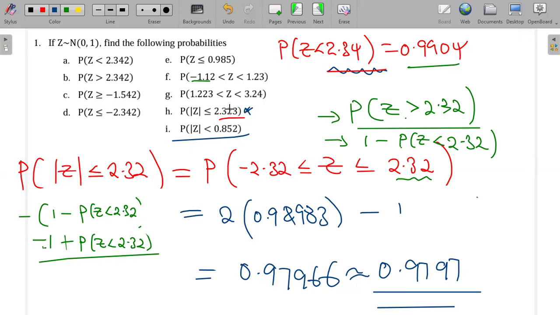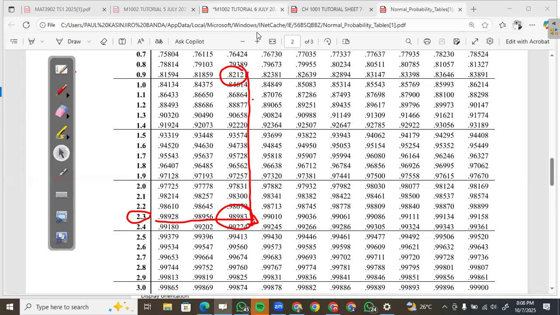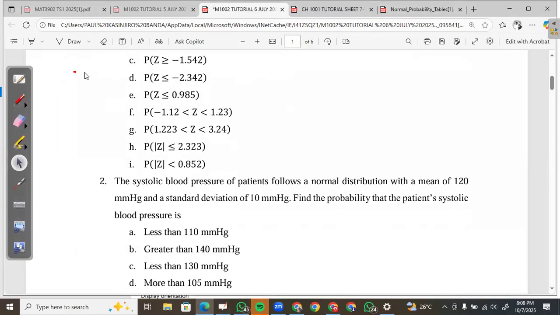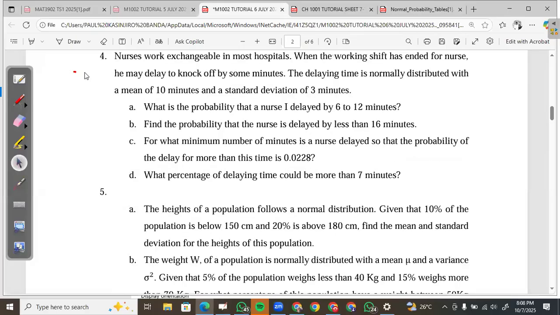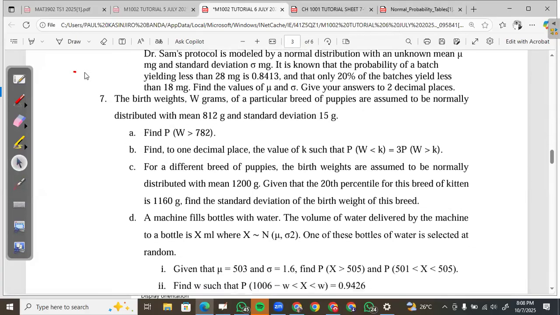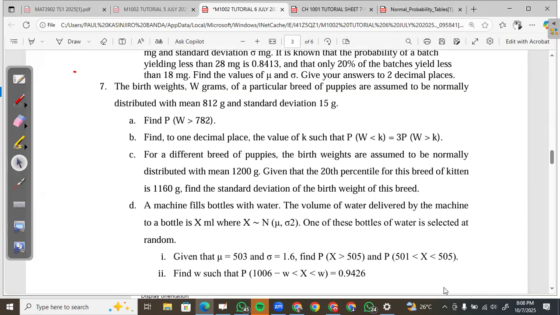If you'd like to access the full video where I'll be solving the rest of the questions, you are free to register with us. This was just question 1 of this tutorial sheet 6, but there are 11 more questions on the normal distribution plus the 2 distributions. You can see all these questions here. We are going to solve them, and then we're going to upload them on our website. Let me just show you the website.